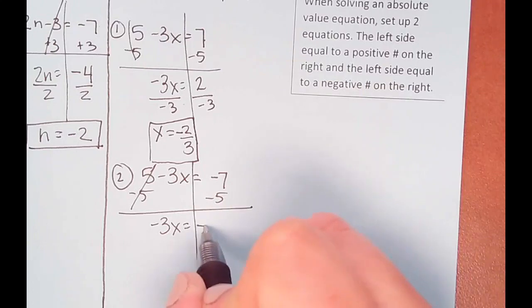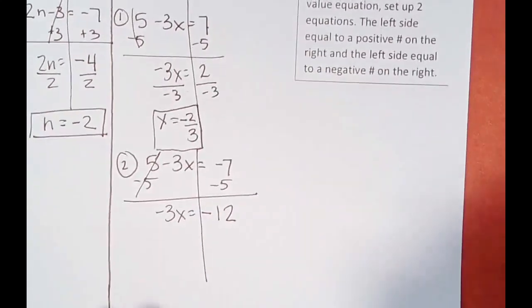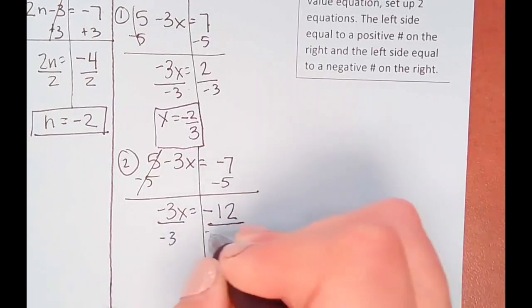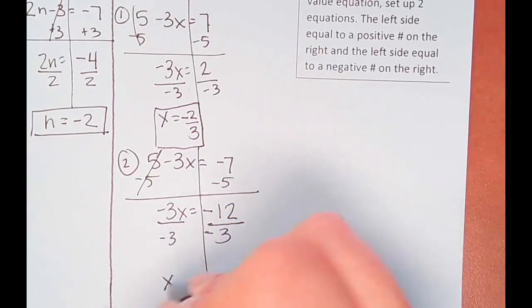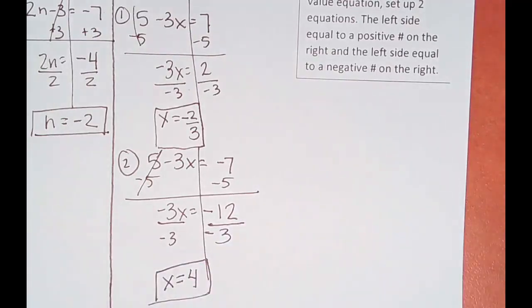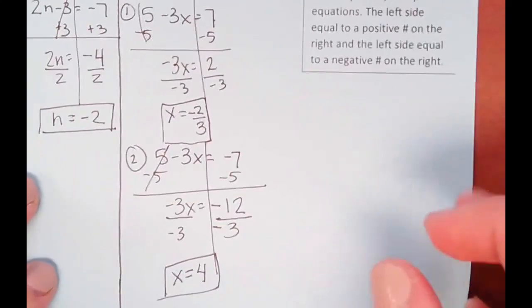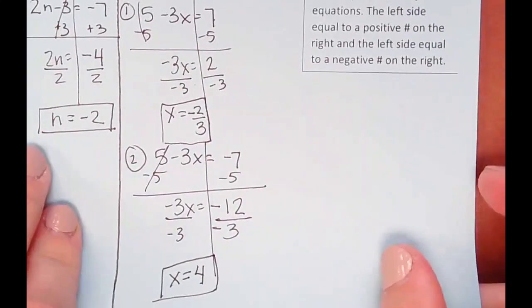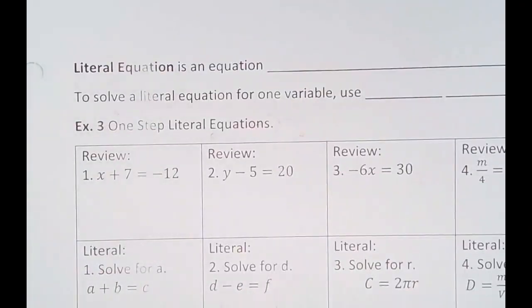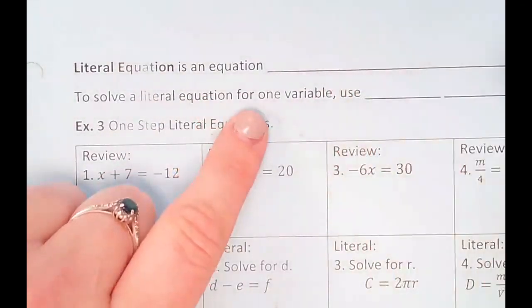We're going to start talking about literal equations. A literal equation is an equation with 2 or more variables, so 2 or more letters, so an x and a y, an a and a b. To solve a literal equation for one variable, use inverse operations.